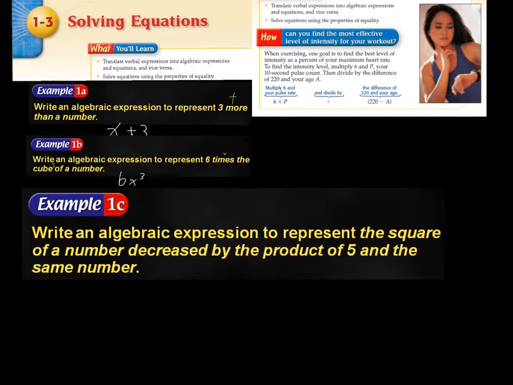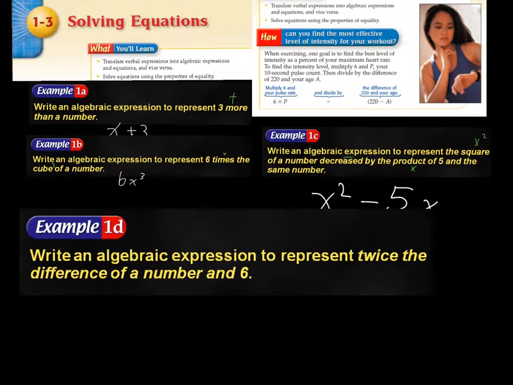Now they want us to write an algebraic expression to represent the square of a number decreased by the product of 5 and the same number. The square of a number, so the exponent is 2, decreased by, decrease would be subtracting. The product is the answer when we multiply. When we want to multiply a number by a variable, we just put them right next to each other.